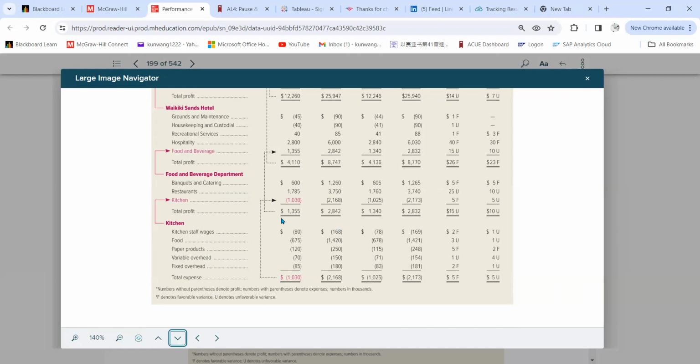So overall, you can see this row, that's all of the revenue, or profit. The food and beverage is a profit center, right? So we have two revenue centers and one cost center. So overall, this is the profit earned by the food and beverage. We have unfavorable. Let me see the top.